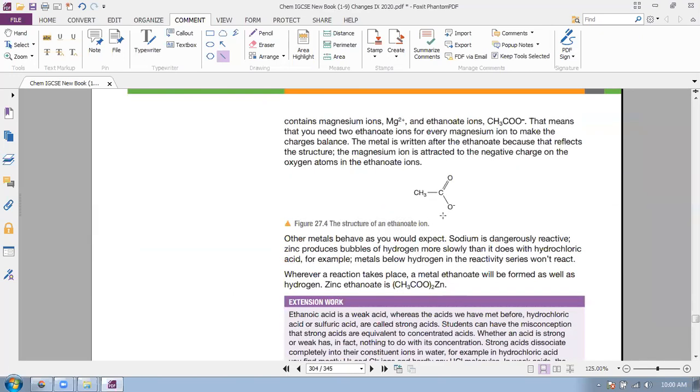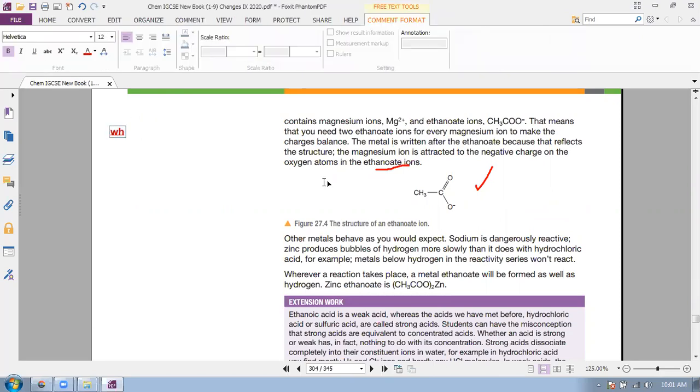Look at this. This is the ethanoate ion structure. This is the ethanoate ion. So similar reaction with zinc, it would form zinc ethanoate and hydrogen.